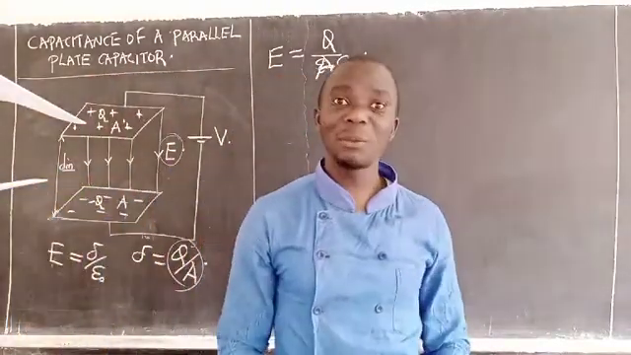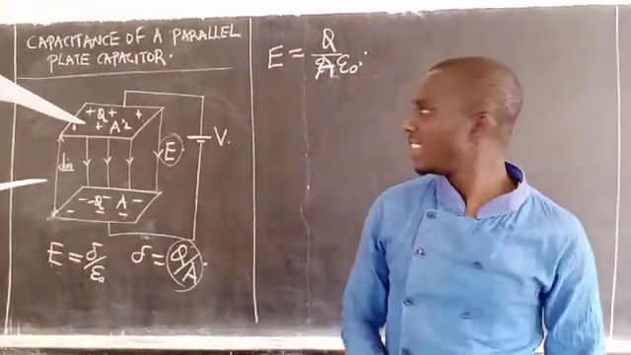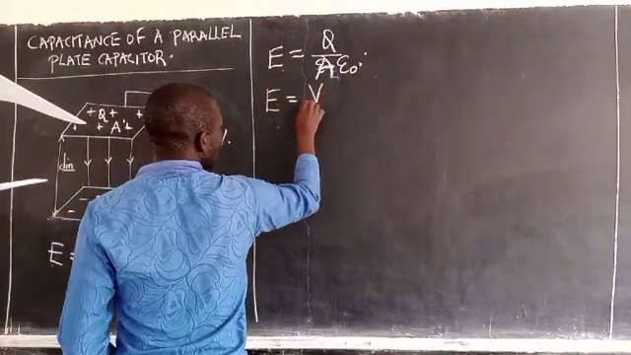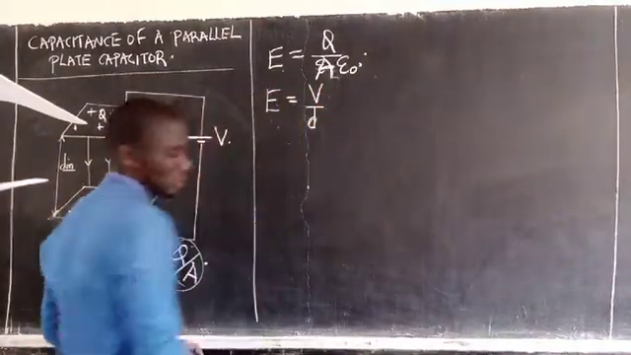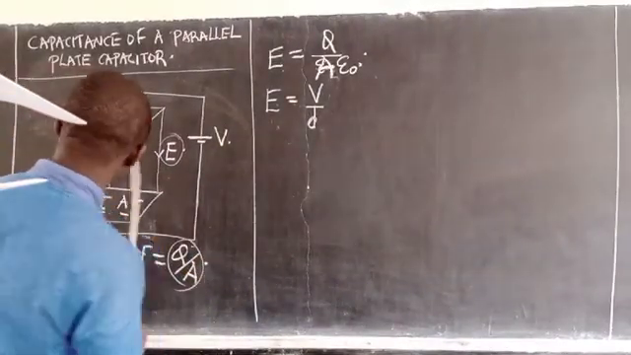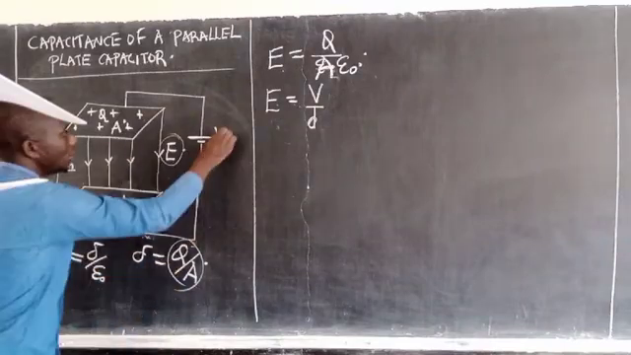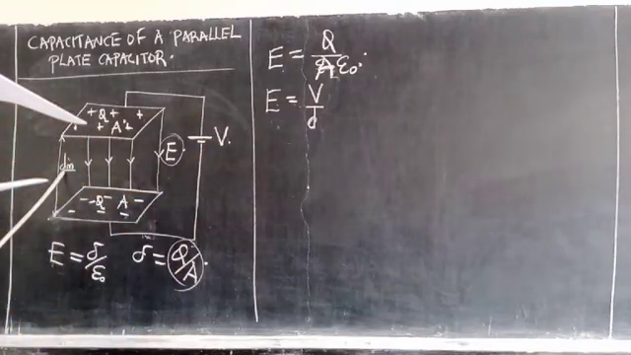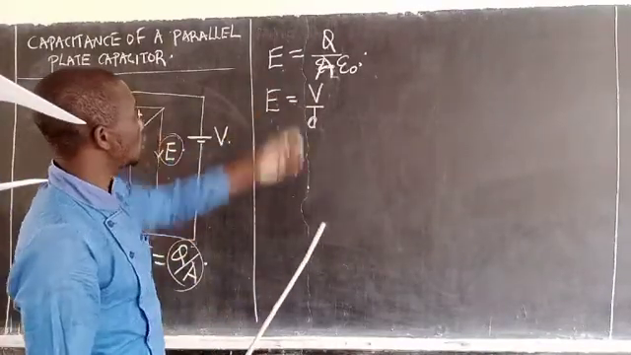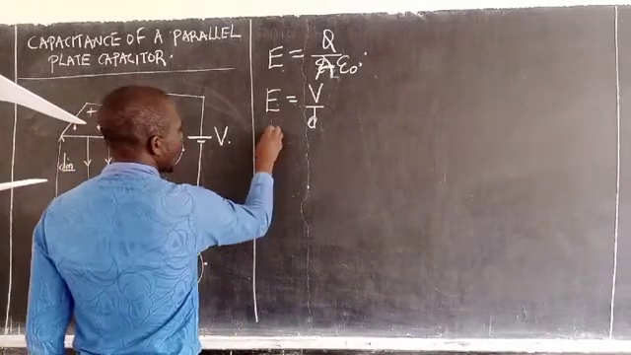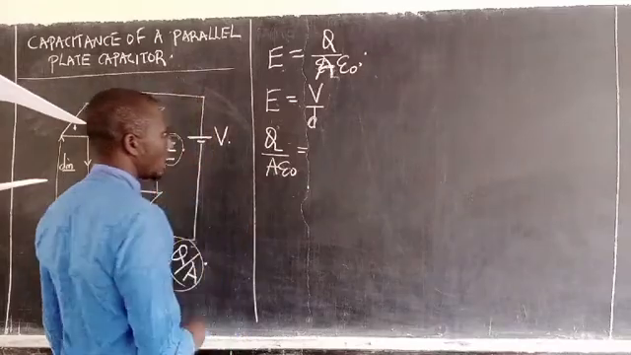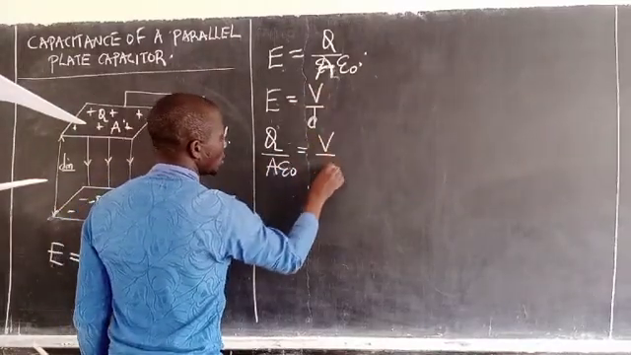We have also studied from electrostatics that the electric field intensity is equivalent to the potential gradient, where the potential gradient is the potential difference divided by the distance. So in this case, if our potential difference is V and our distance is d meters, then E equals V over d. This shows us that Q over A epsilon naught is equivalent to V over d.